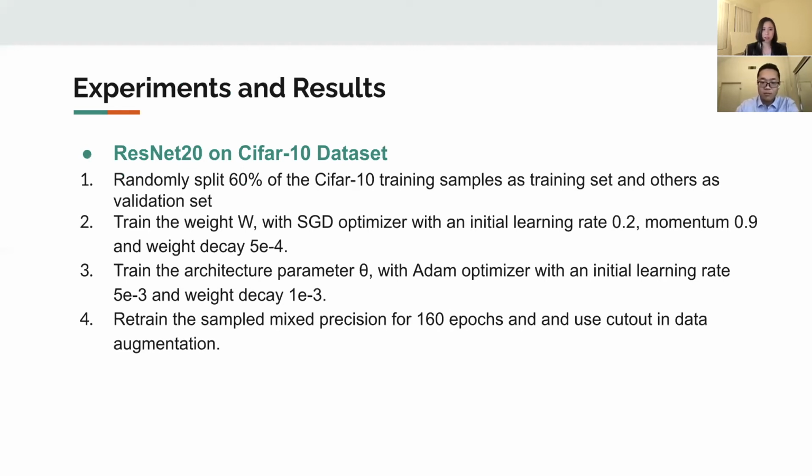After talking about the methodology, let's look at the performance of the experiments on different datasets. The first one is implementing ResNet20 on the CIFAR10 dataset. The BOP constraint is set to 3, 3.5, and 4 bits for 3 experiments. There are some settings for training the supernet. Randomly split 60% of samples as training data and the others as the validation set. With a batch size of 512, use the SGD optimizer to train weights, and use the Adam optimizer to train the architecture parameter theta. Retraining for 160 epochs and use cutout in the data augmentation.